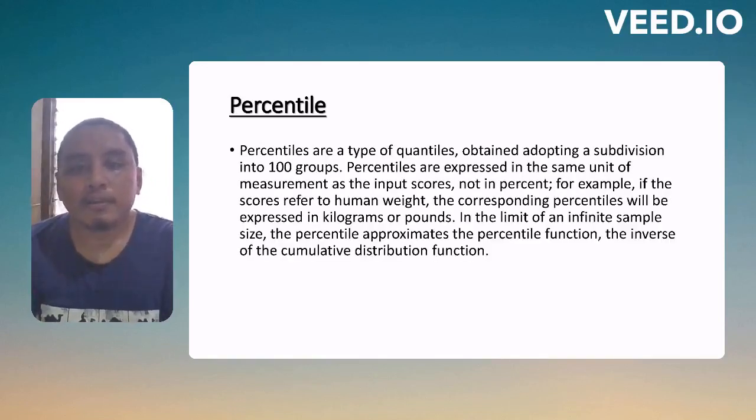Percentile. Percentiles are a type of quantiles obtained by adapting a subdivision into 100 groups. Percentiles are expressed in the same unit of measurement as the input scores, not in percent. For example, if scores refer to human weight, the corresponding percentiles will be expressed in kilograms or pounds. In the limit of an infinite sample size, the percentile approximates the percentile function, the inverse of the cumulative distribution function.